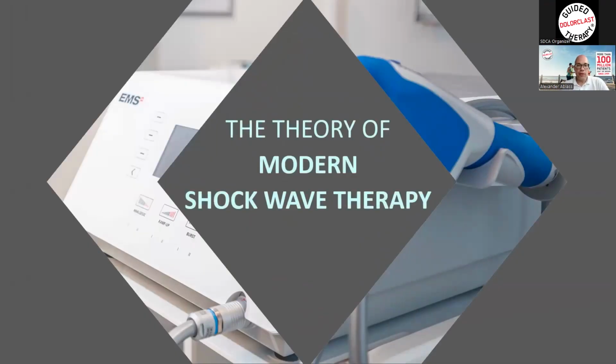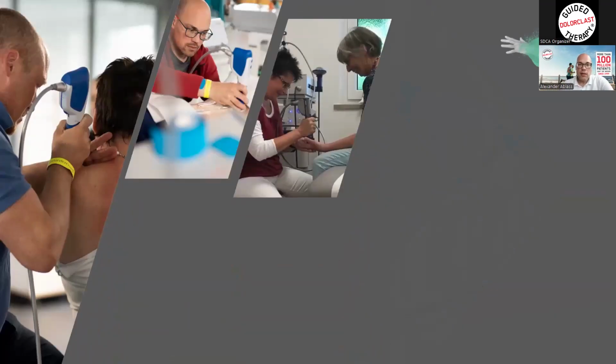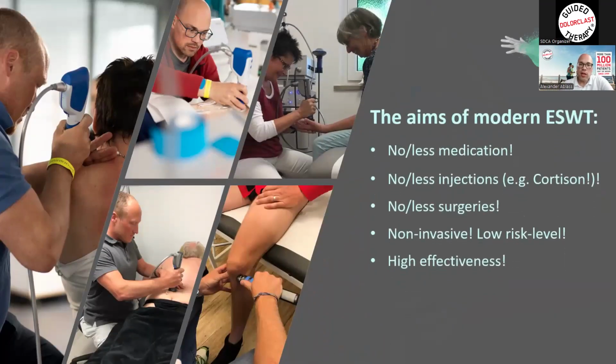When we talk about the theory of modern shockwave therapy, we need to say, what are our aims of modern shockwave? So first, we need no or less medication. We need no or less injections, for example, cortisone injections. We can avoid surgeries. It's non-invasive. We have a low risk level, and for this, a high effectiveness in our treatment. What at the very end of the day means we have got happy patients. And of course, we will have a successful clinic.